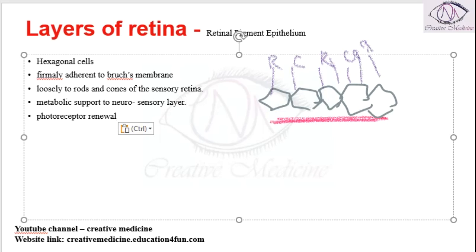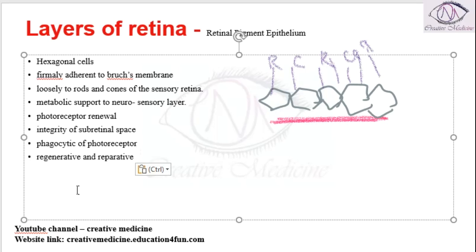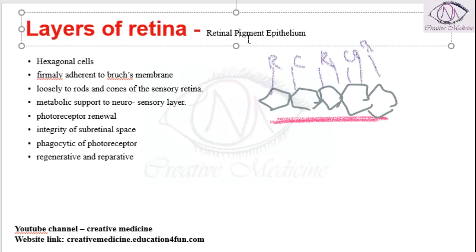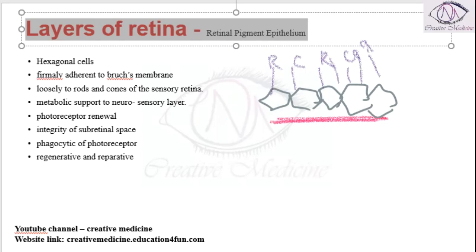It is also important in the renewal of the photoreceptors. It will replenish or renew the photoreceptors. It is also important for the integrity of the subretinal space. And it is also important because it can phagocytose the dead photoreceptors. Regenerative and reparative capacity is also present in the retinal pigment epithelium.